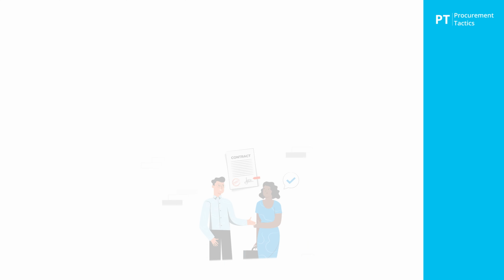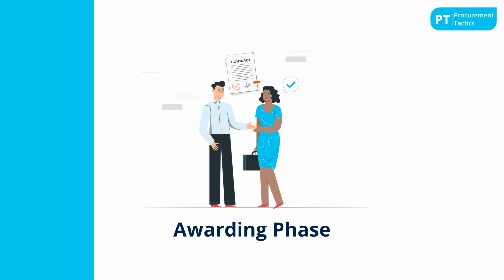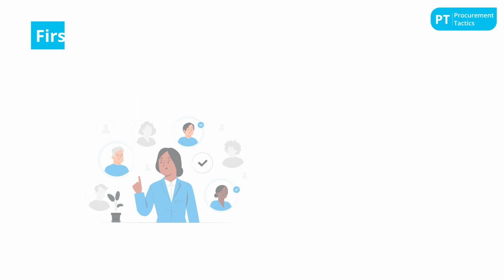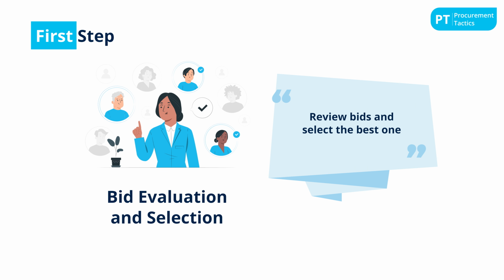Once you've reviewed all the bids from your suppliers, the next phase is the awarding phase. Here, you choose a supplier, finalize the contract terms, and make sure everyone understands what is expected. Here's what you will do in this phase. Bid evaluation and selection. After you get the bids, you review them to pick the best one. Make sure the supplier meets your needs and that the offer fits your budget.